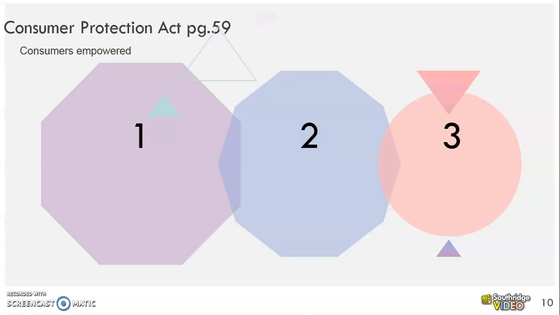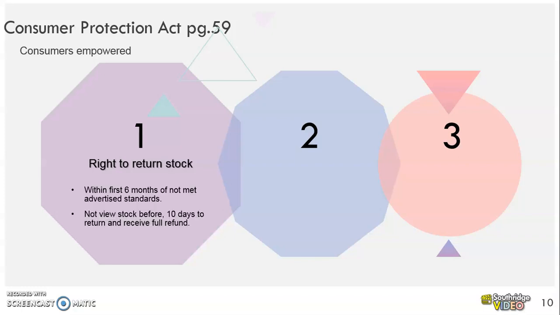And then lastly, on the theory side, Consumer Protection Act. What is this? There's a lot of points on them, but for now, we're just going to look at 2. First of all, your customers can return their stock. If they don't like it and they're not happy, they can give it back. And it actually says if they do it within the first 6 months, and obviously it didn't meet the standards, so they can prove that it isn't what you said it would be, then they can do that. Otherwise, there's 10 days if they haven't viewed it.